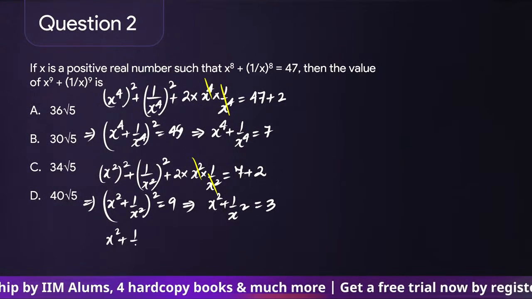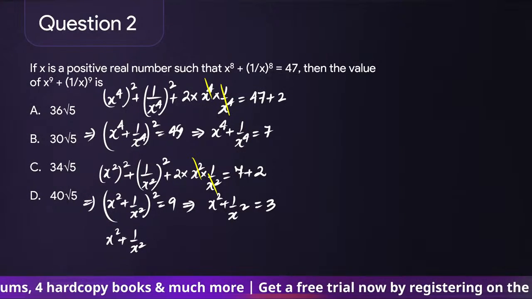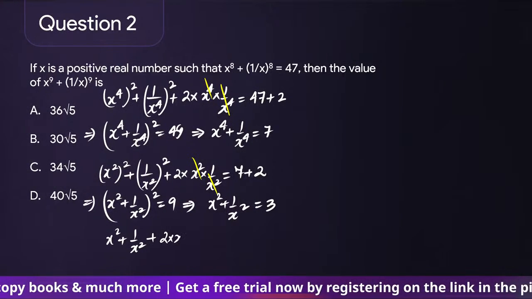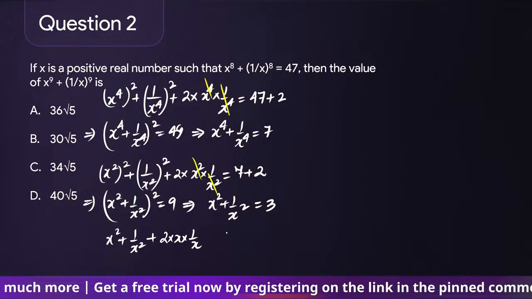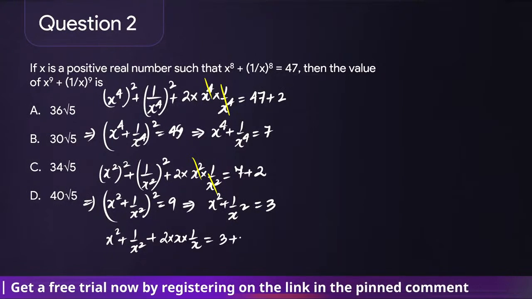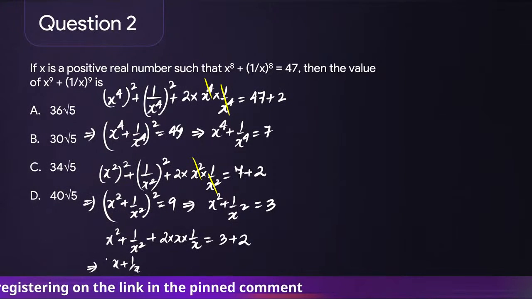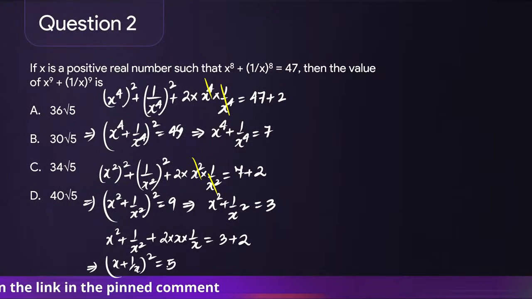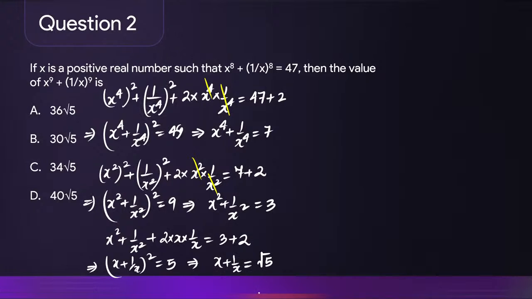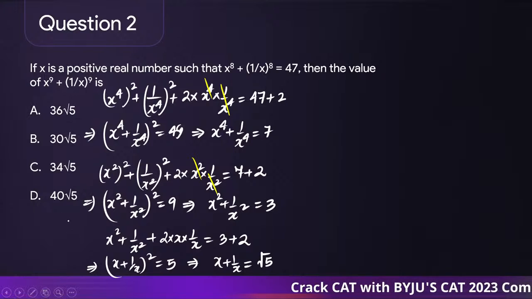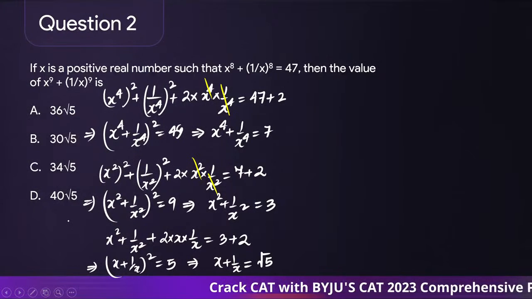x square plus 1 by x square plus 2 times x into 1 by x. This is going to be 3 plus 2. So this results in x plus 1 by x whole square is equal to 5. And this gives us x plus 1 by x is equal to root 5. Now, why are we treating it as root 5 and not minus root 5? Because right now it can be minus root 5, but none of the options is negative. So let's not be worried about that part.